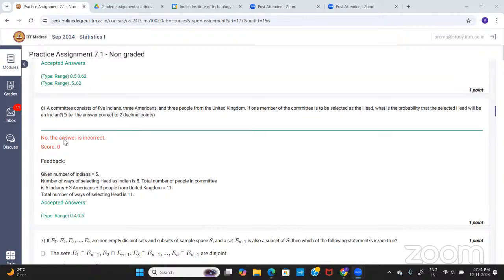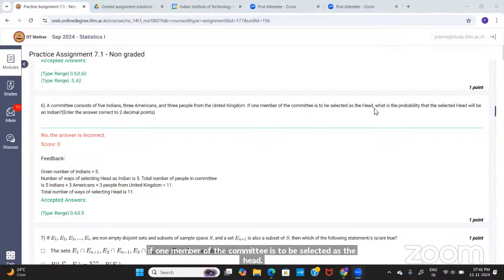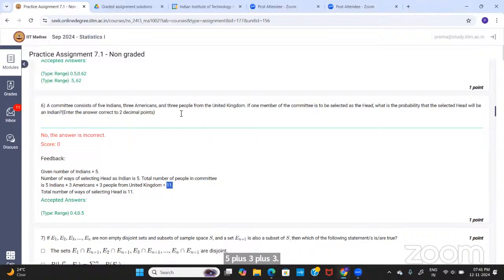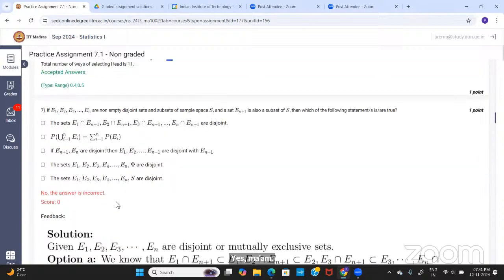Question number 6: the committee consists of 5 Indians, 3 Americans, and 3 people from UK. If one member of the committee is to be selected as the head, what is the probability that the selected head will be an Indian? So total 11 people are there, 5 plus 3 plus 3, out of which Indians are 5. So it will be 5 divided by 11. Right? Yes, ma'am. Okay. Now solve the 7th question.